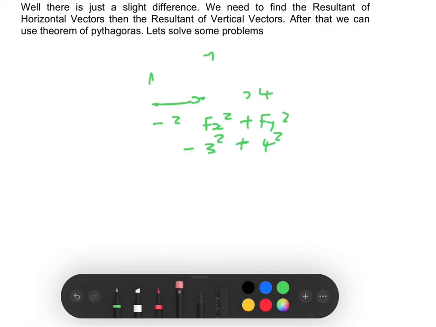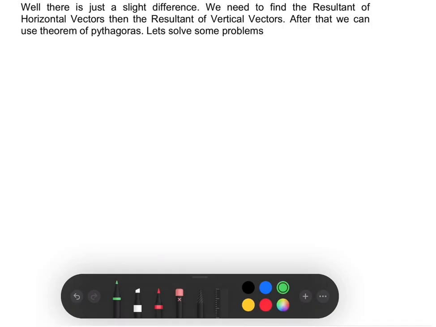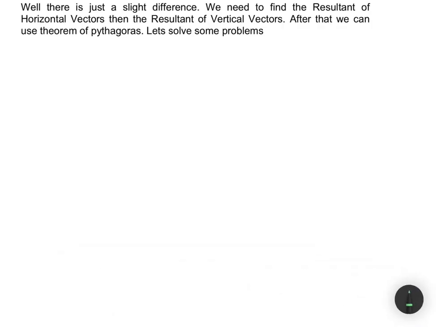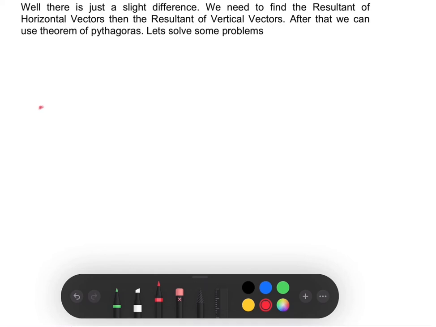So let me just remove this and let's get to it. So if I remove this, let's say we have something of this manner. So let's say we have a vector pointing up, and then we have another vector pointing horizontally. That's not all. Let's put another vector here, and then let's put another vector here, right?